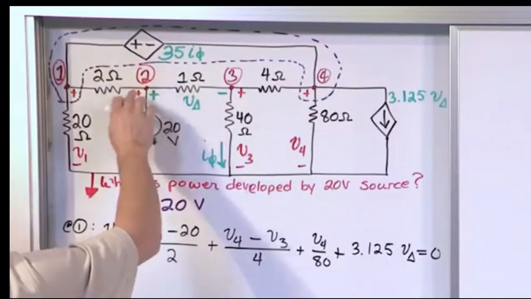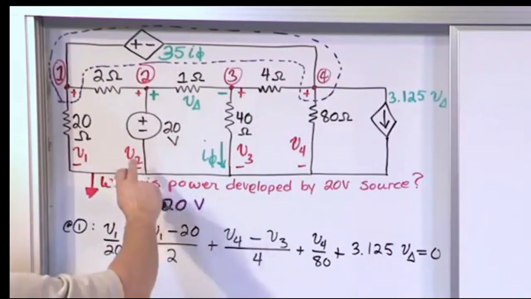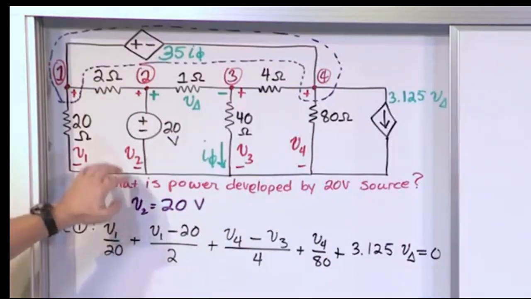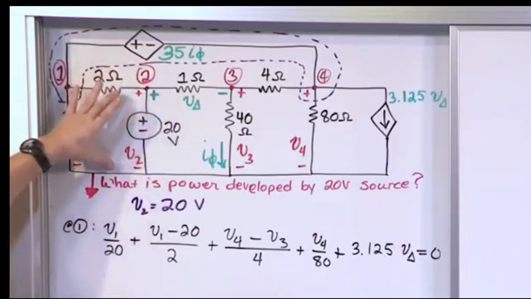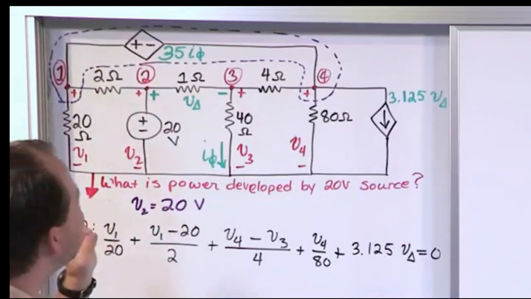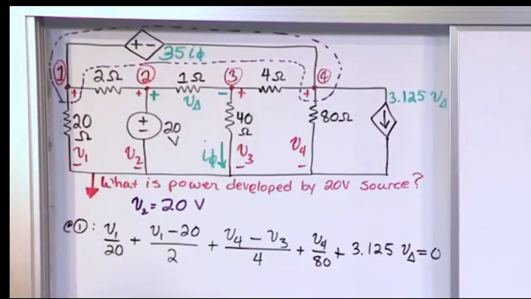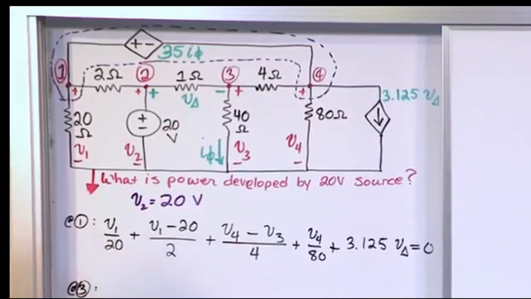This node here isn't even really a node that we care about because I labeled it V2, but we know it's 20 volts. There's no reason, I even wrote it here, there's no reason to write an equation here because we know the node voltage there. The only other node here is this one, node 3. So let's go and write that. So at node 3, over here.